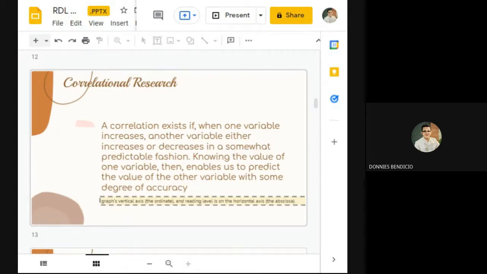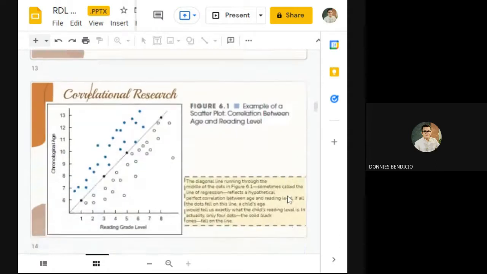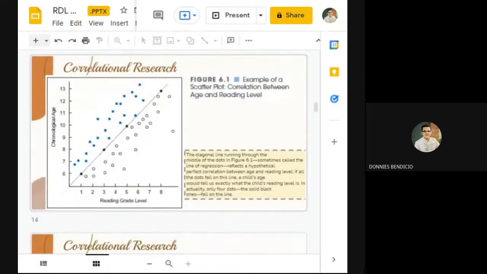So graphs, graphical axis, the ordinate. So ito yung tinatawag natin na patayo. Okay? Kapag naman sinabi natin na horizontal axis o yung abscissa, ito yung sinasabi natin na x-axis. So familiar ba kayo dito sa y and x-axis? So napag-aralan ninyo ito sa algebra. Yan. So ganito yung itsura ng data natin kapag plinat natin siya sa isang scatter plot.